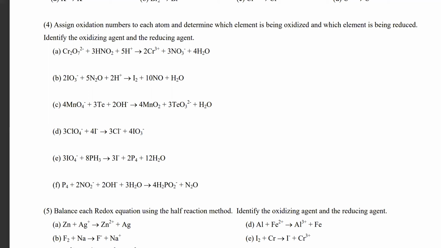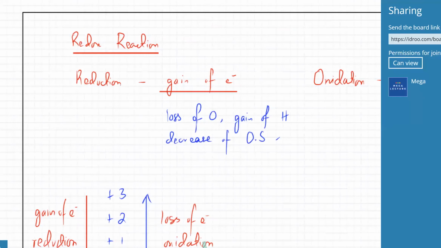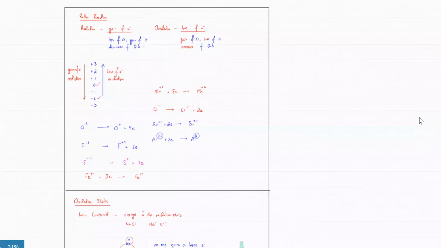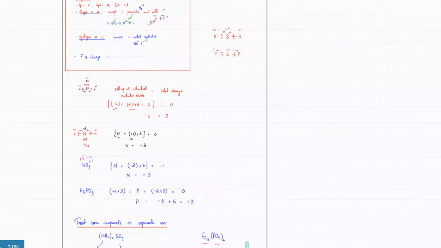So IO3 minus plus N2O plus H plus 1, it's forming I2 plus NO plus H2O. So that's the reaction. We're going to try and balance this particular equation.